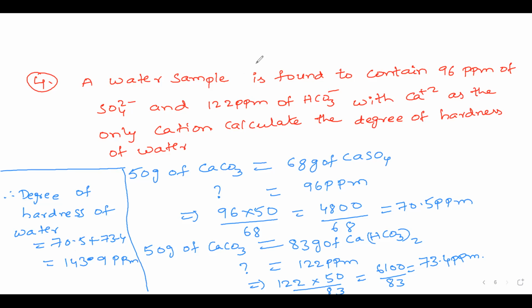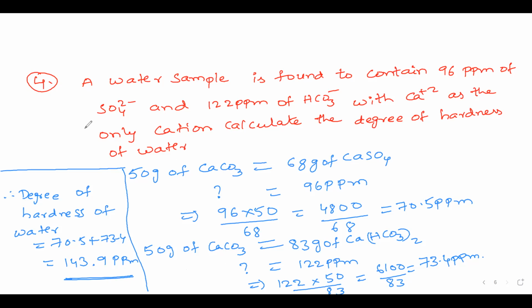143 parts per million. Like these questions you get. So this is the example. The total is equal to 143.9 parts per million. I hope it is clear now.